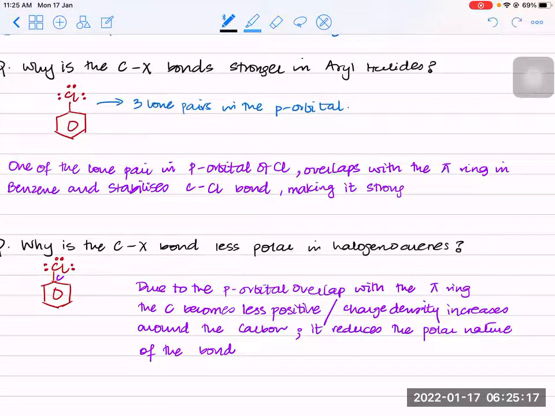Due to the orbital overlap, right here the charge density around this carbon increases, making it what? Less positive or more negative. Therefore, the difference between the two will decrease and the polarity will decrease.